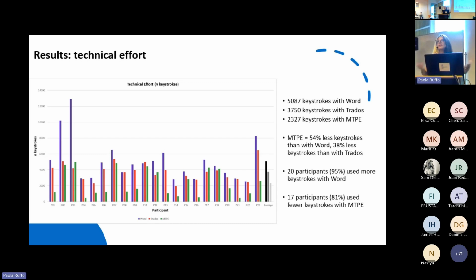Now, 20 participants, which is basically all of them, 20 out of 21, used more keystrokes with Word, so they used more technical effort with Word, which is kind of what one could imagine would be the case. And 17 participants used fewer keystrokes with post-editing, so again, around 80%.